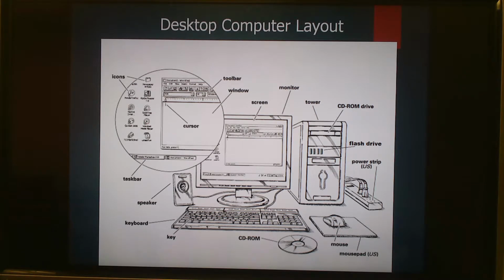This is your basic desktop computer layout. We're going to go from the top on the left to the bottom on the right. Icons are simply images. It's the Greek word for image. And those are images that represent the different programs and files that you have on your computer. Your cursor, of course, is where you're going to start when you start typing something in. So you look for what's called an I-beam. It will be flashing.